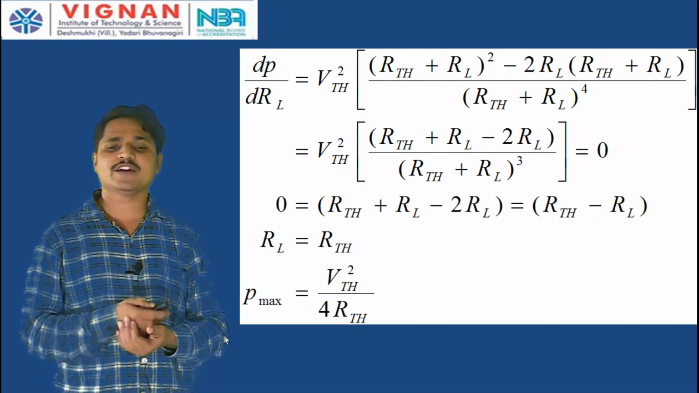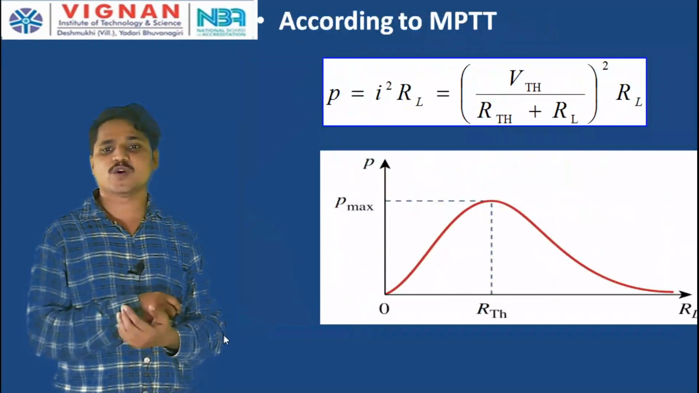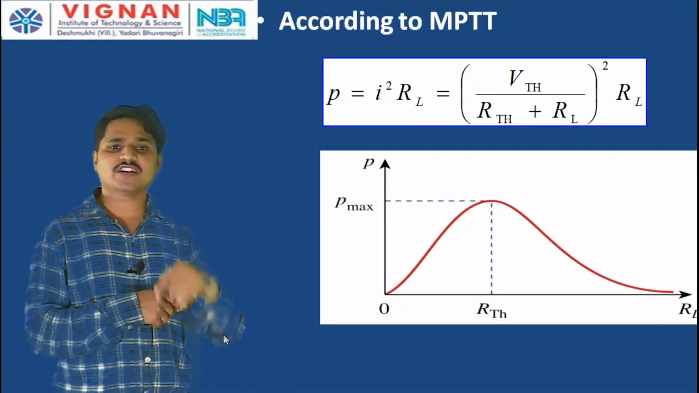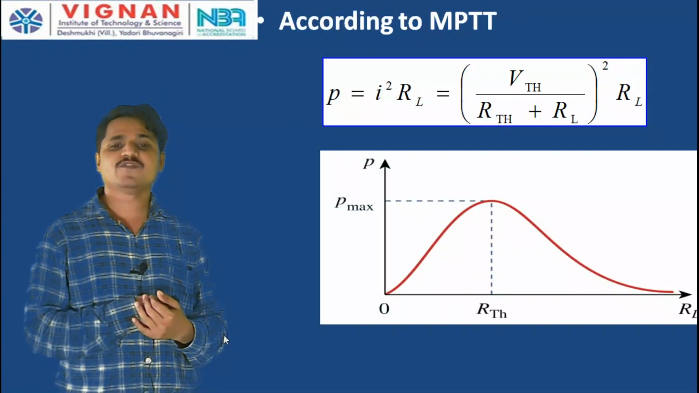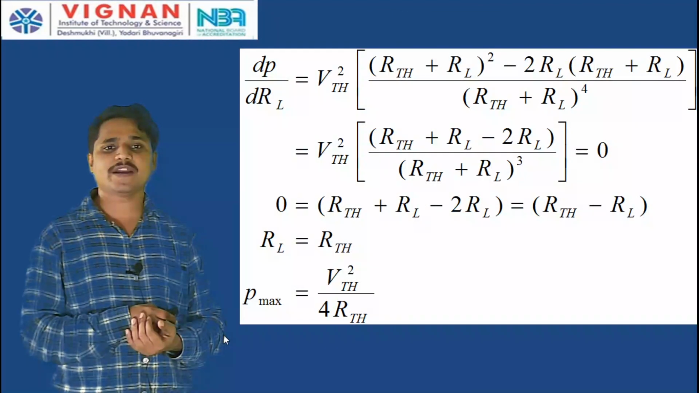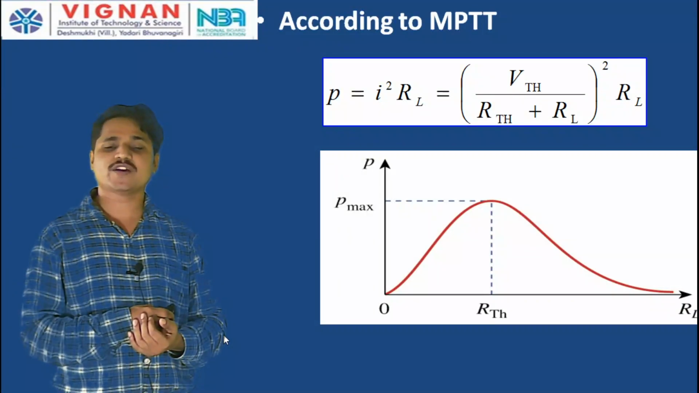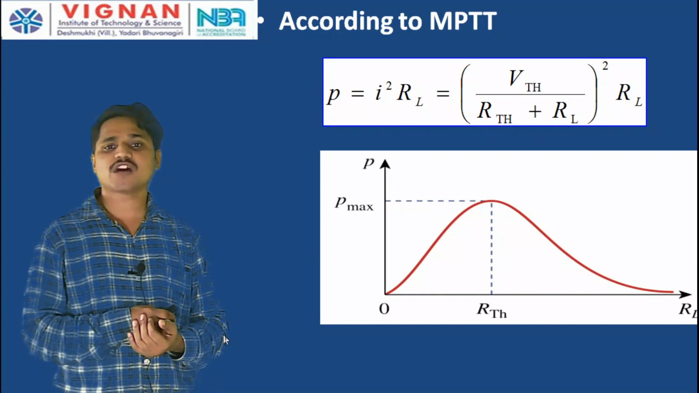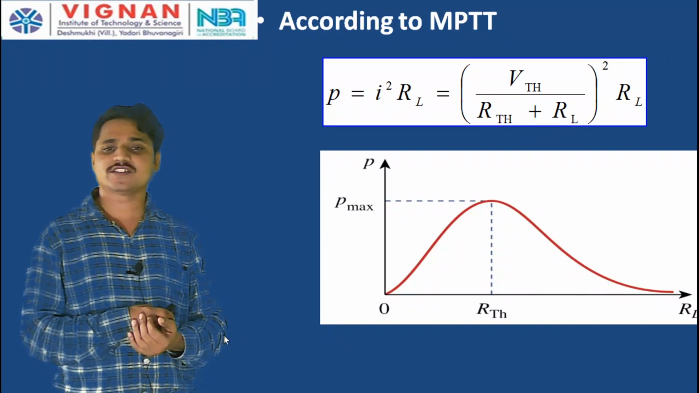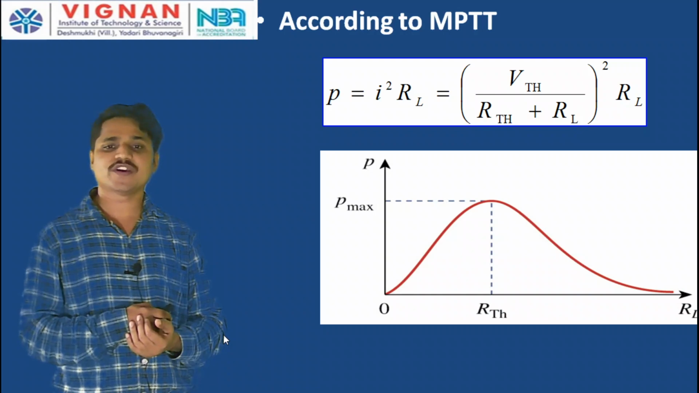What is the variable here? The load RL is changing. So, I am differentiating this power equation P with respect to RL. So, dP by dRL is equal to the derivative of V Thevenin squared by (R Thevenin plus RL) whole square into RL. So, you use the U by V method of differentiation.